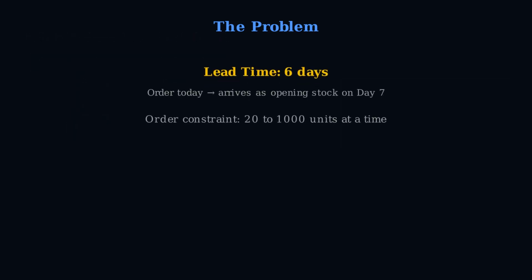It takes 6 days for orders to arrive. Order today, and that stock only becomes available as opening stock on the 7th day. You can order between 20 and 1,000 units at a time.